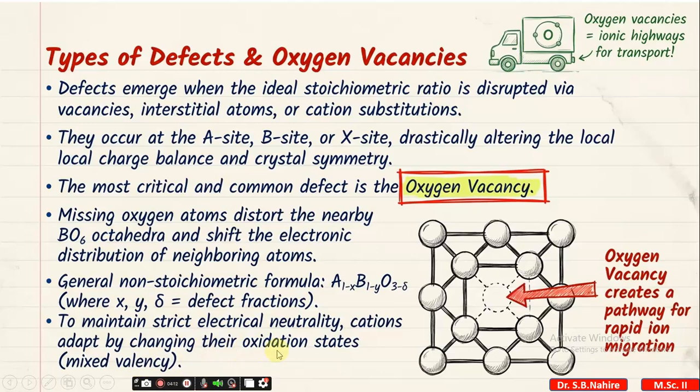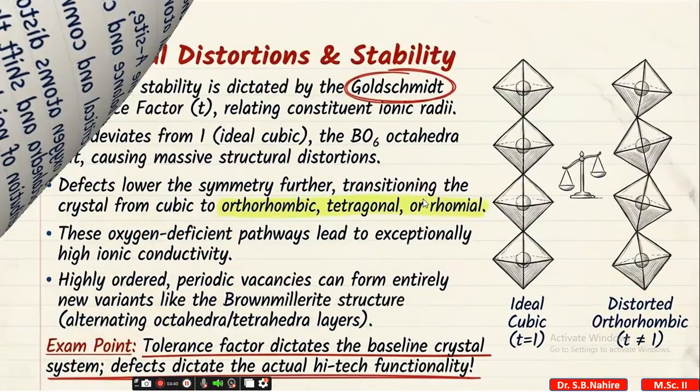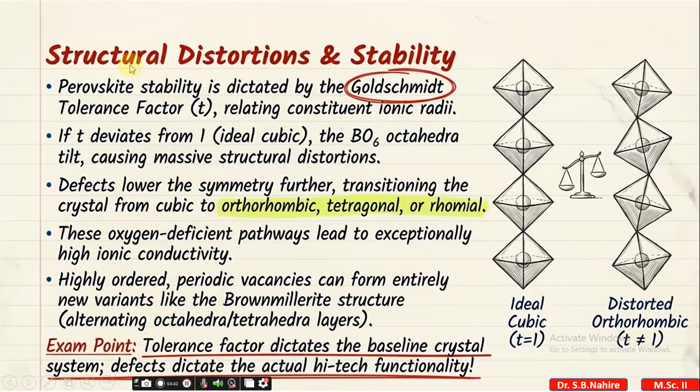Now look at the diagram on the right side. You can see that when an oxygen atom is missing, it creates an empty space. This empty space acts like a pathway for ion movement. That is why we say, oxygen vacancy creates a pathway for rapid ion migration. So remember this key idea. Oxygen vacancies are not just defects, they actually improve ionic conductivity. In the next part, we will see how these defects affect structure and stability.